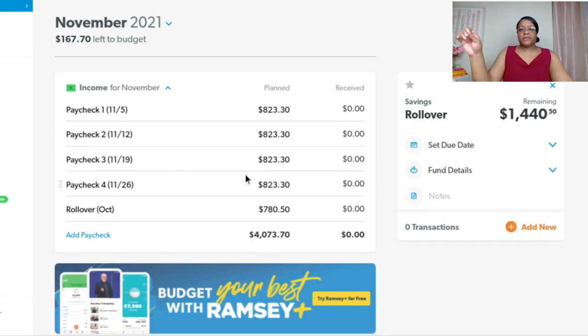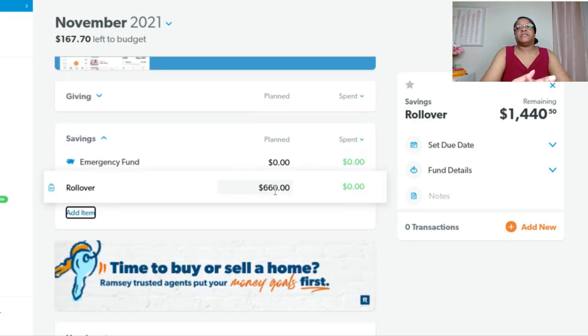But that is how I would use EveryDollar for week to week, if I got paid weekly. You can see I have all my paychecks in here, and then I would have my rollover at least to cover my rent on the first and the second. But it really depends on what expenses you have at the very beginning of the month. So you do want to have that documented.